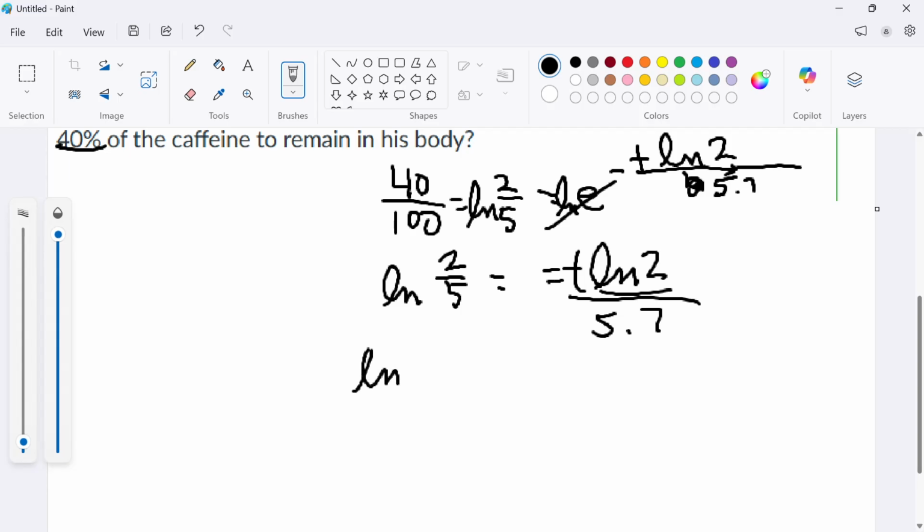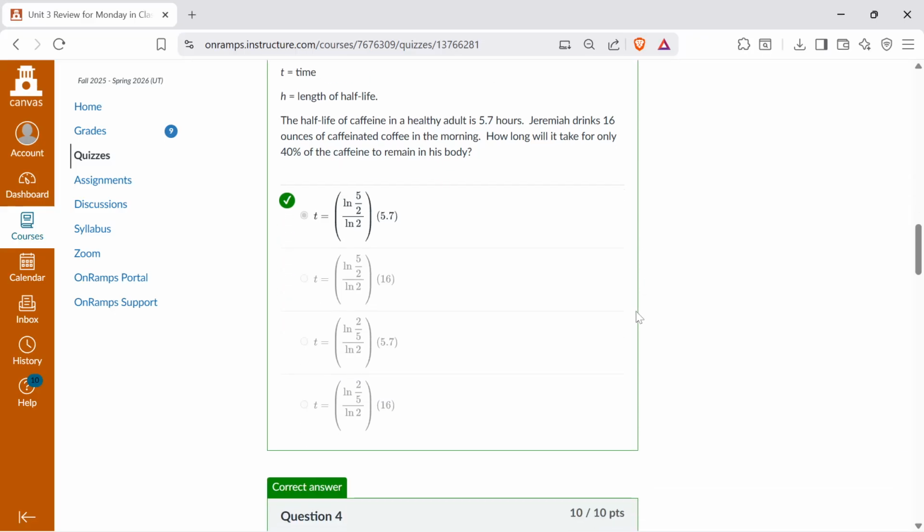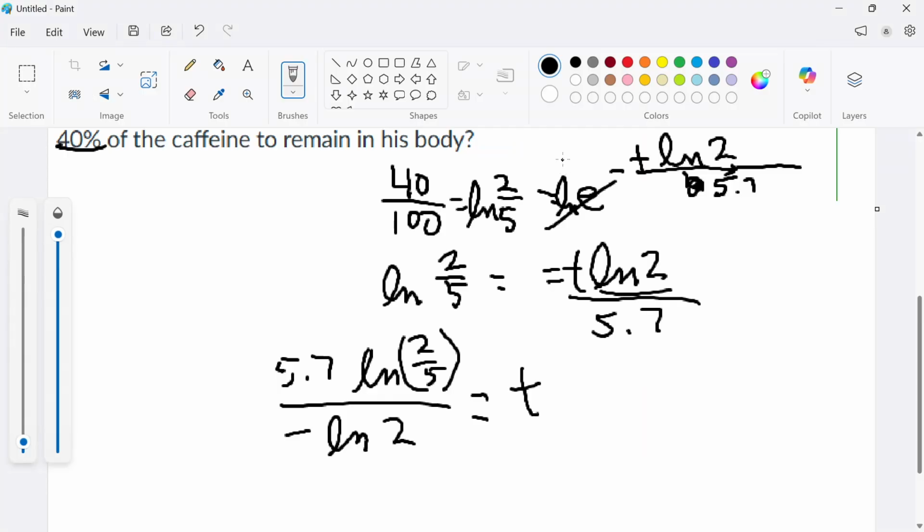I get log of 2/5 times 5.7 divided by negative natural log of 2. Now, that's t. That's going to get the right answer, and I can calculate it and then check it against the answer choices. But here are the answer choices, and notice the correct answer isn't what I wrote. It's log of 5/2 and then divided by log of 2.